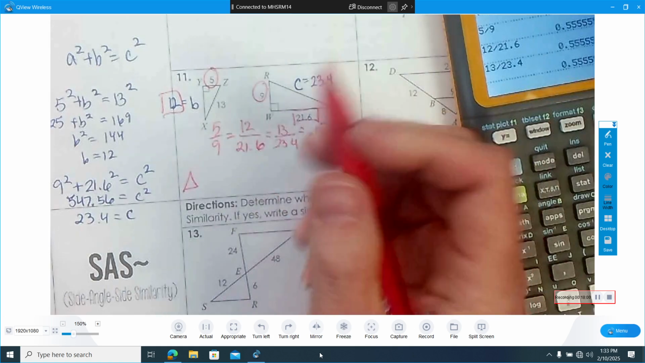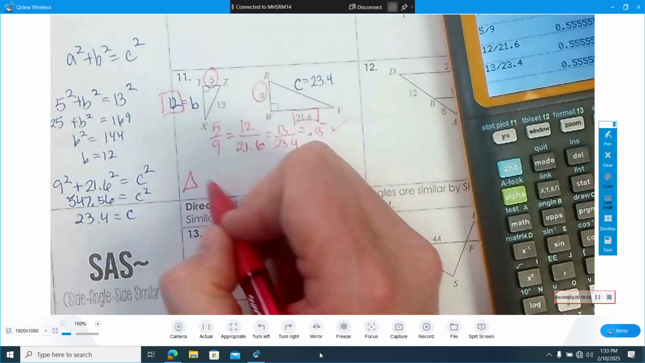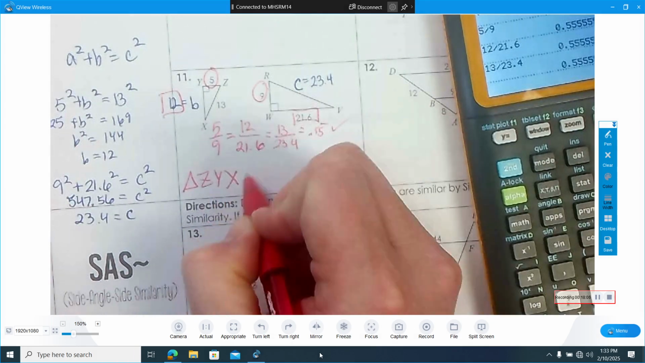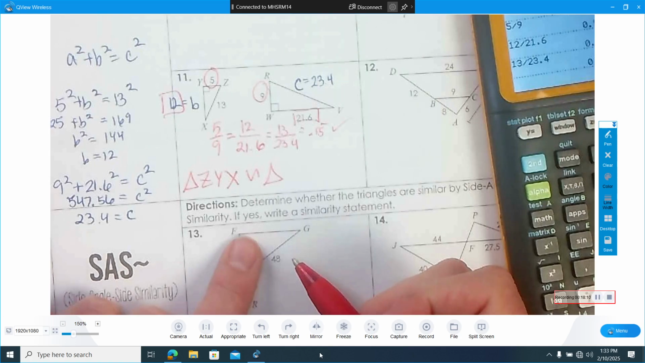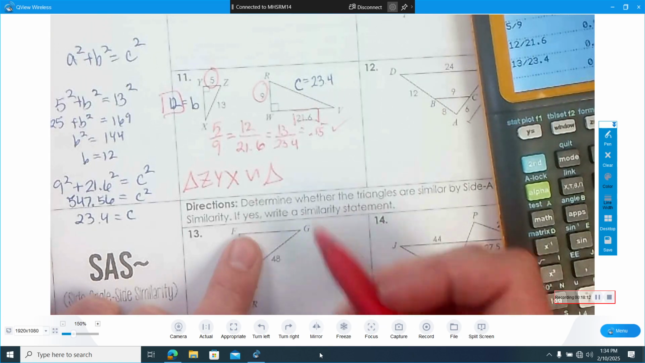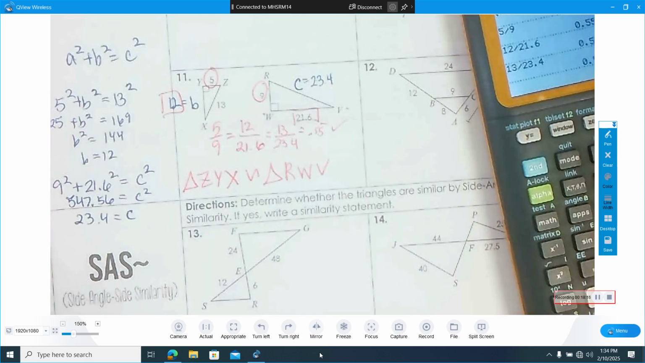So, triangle ZYX is similar to triangle RWV. Good job.